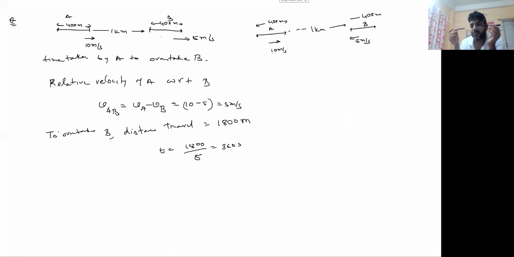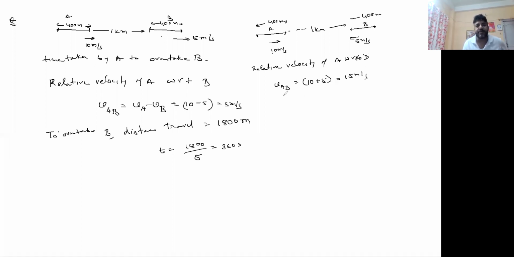Yes, sir. This is not overtake. This is not overtake. This one is overtake. So how much distance travels? 400. So what we can say? Relative velocity of A with respect to B, that is V of AB, that is 10 plus 5. Now you understand why, because they are in opposite directions. 15 meter per second to overtake. So distance traveled is the same. So time taken 1800 by 15.